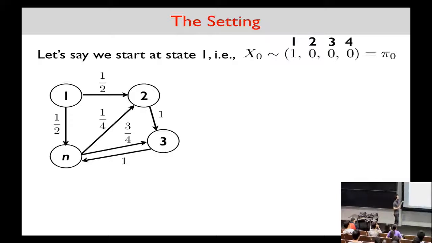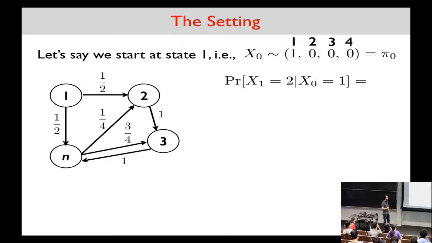So what's the interpretation of this? If you look at this vector, what it's saying is, with probability 1, I'm in state 1. Probability 0, I'm in state 2. With probability 0, I'm in state 3, and with probability 0, I'm in state 4. Okay, so that's the way you interpret that.